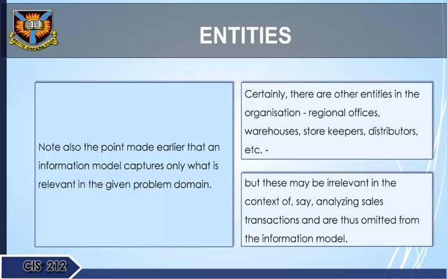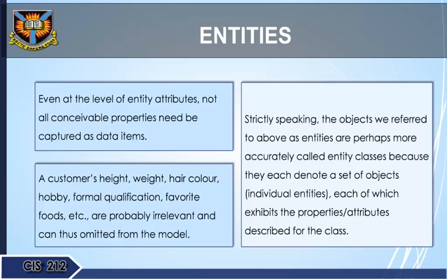Certainly, there are other entities in the organization: regional offices, warehouses, storekeepers, distributors, and so on, but these may be irrelevant in the context of, say, analyzing sales transactions and are thus omitted from the information model. Even at the level of entity attributes, not all conceivable properties need be captured as data items. A customer's height, weight, hair color, hobby, formal qualification, favorite foods, and so on are probably irrelevant and can thus be omitted from the model.